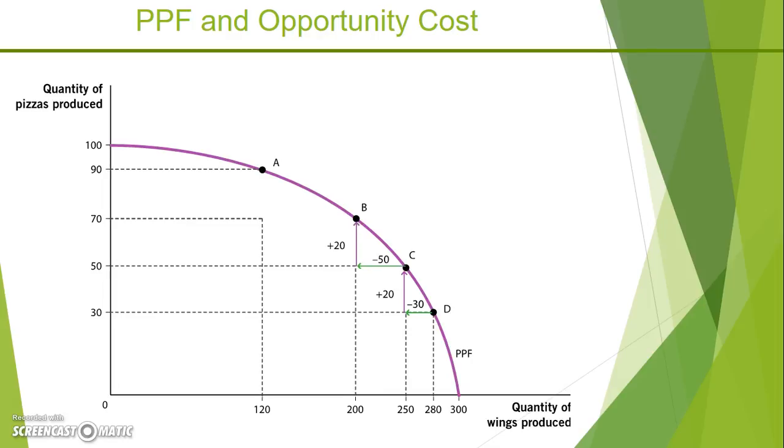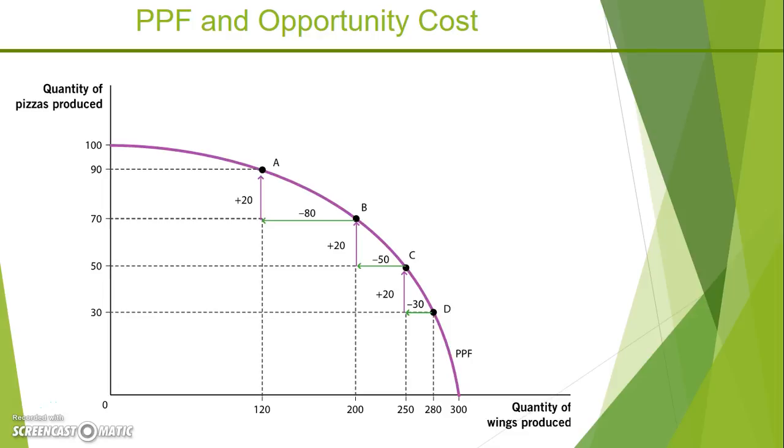Well, we would go from point C to point B, where now we're making 70 pizzas, but we can only make 200 wings. Notice this means that we've given up 50 wings in order to make another 20 pizzas. Similarly, if we decide we want to make 90 pizzas, we'll have to give up wings again, in this case 80 wings, to make 90 pizzas. Notice that the opportunity cost is not constant. The more pizzas we make, the more wings we have to give up in order to do it.